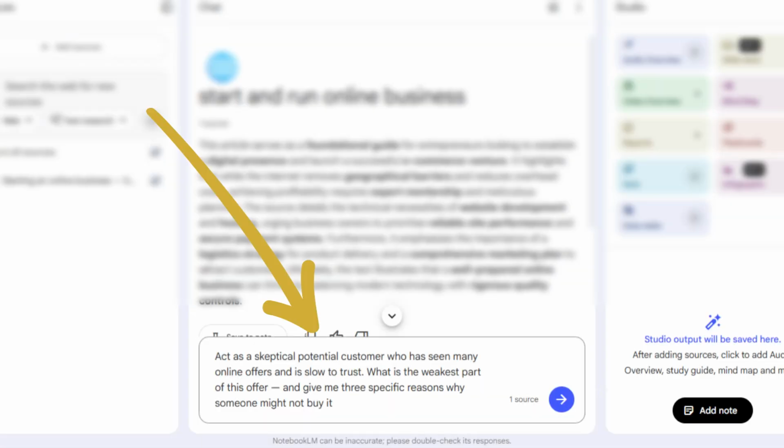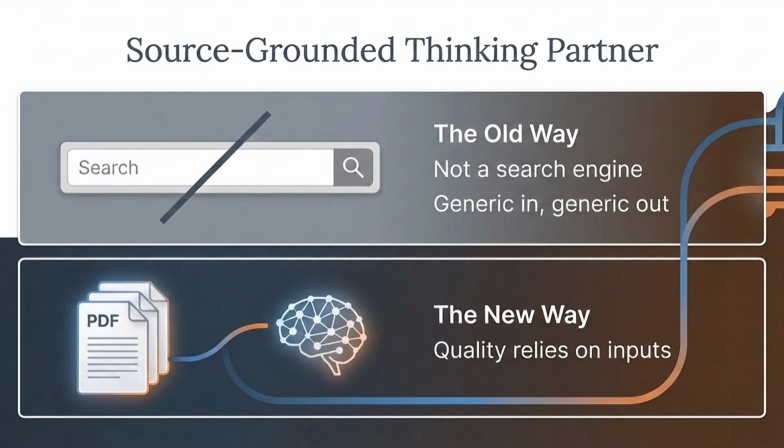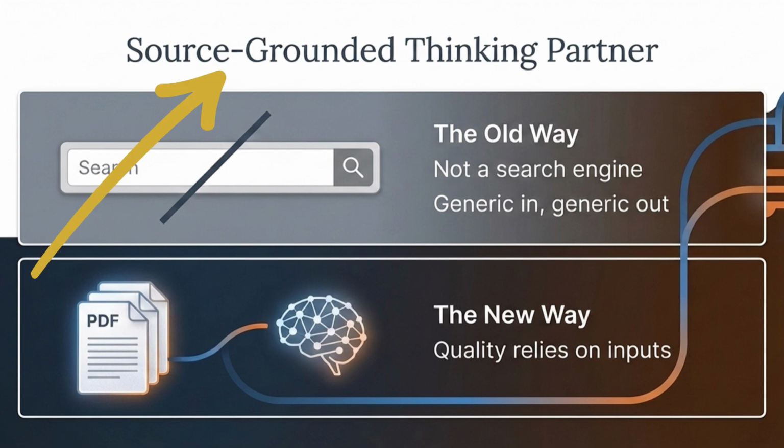Act as a skeptical potential customer who has seen many online offers and is slow to trust. What is the weakest part of this offer? And give me 3 specific reasons why someone might not buy it. That's not always comfortable to read, but it's grounded entirely in what you've actually written, not what you think you've written. What's actually there on the page.